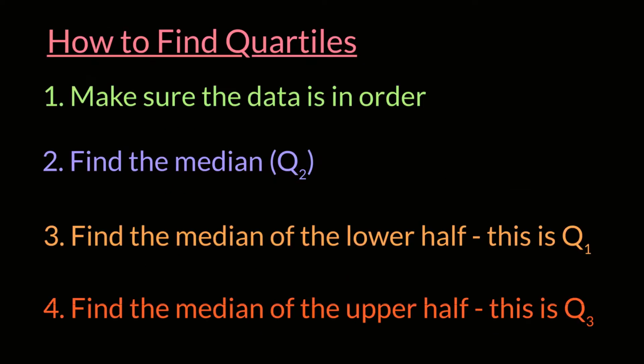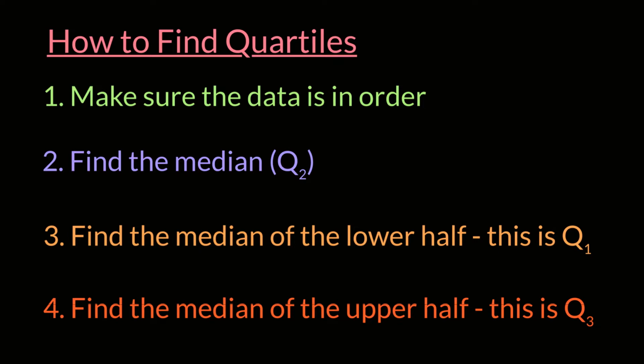The steps to find the quartiles of a dataset are not too dissimilar to finding the median. So first of all, just like with any question where you're finding the median, you have to make sure that your data is in order. So if the numbers are given to you out of order, you have to reorder them from smallest to largest. Then you find the median first, which might seem a little bit counterintuitive to find Q2 before Q1, but your median splits your data set into two halves, an upper half and a lower half.